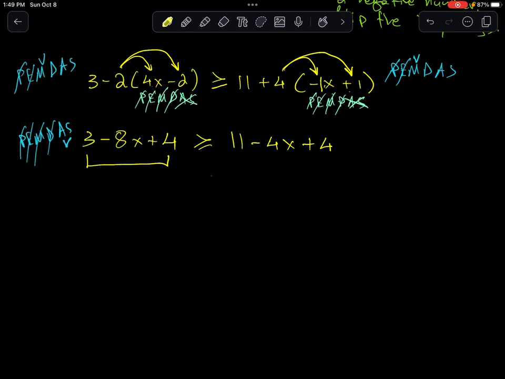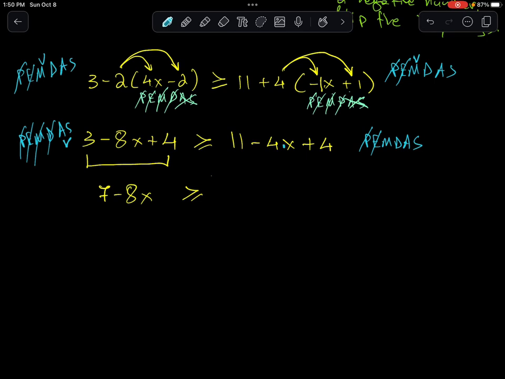Let's do this. 3 plus 4, they're both positive. We just add them, we get a 7. The negative 8x drops, and we go to the other side. The sign drops, and let's do a PEMDAS on the other side. Do I have parentheses on the right? No. Exponents? No. Multiplication? Yes.